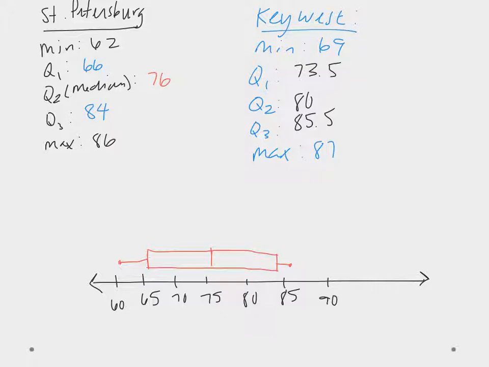We'll stop here. All right, so with Key West, 69 degrees is the lowest, and 87 is the highest. 73.5 is here, 80 is here, and 85.5 is here.